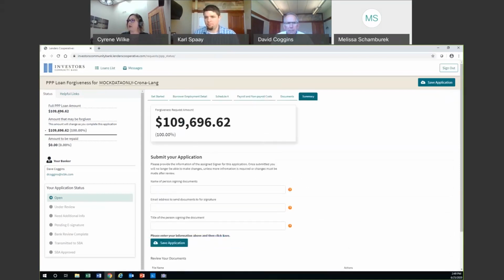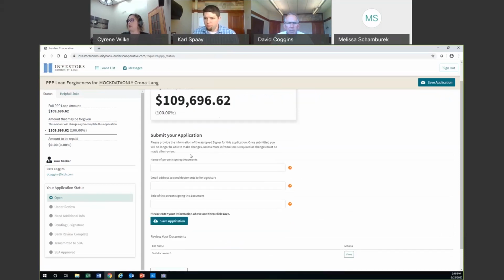And you'll notice my loan is $109,000. It's estimating that 100% of my loan is expected to be forgiven. Here's where I can submit my application. I want to indicate what the name of the person is, who's going to be signing the 3508 form, the actual application for forgiveness. And I'm going to just put in my name as a test, and it says enter the information and click save.